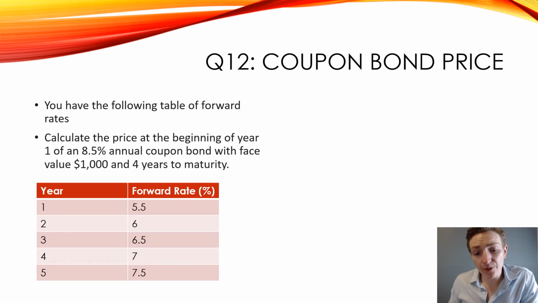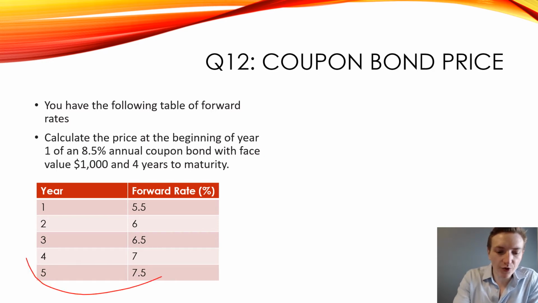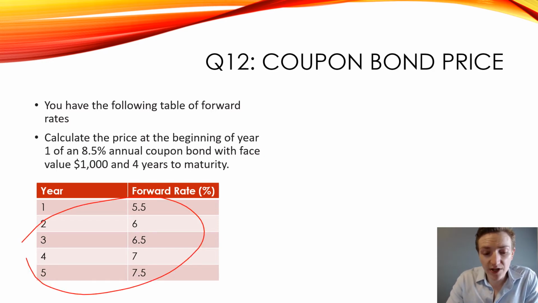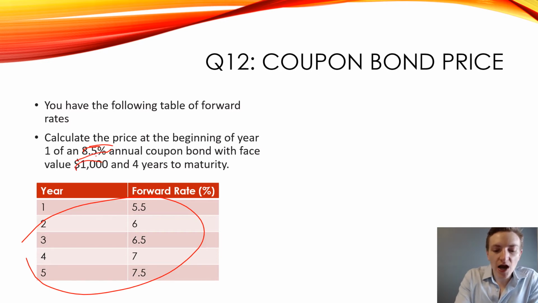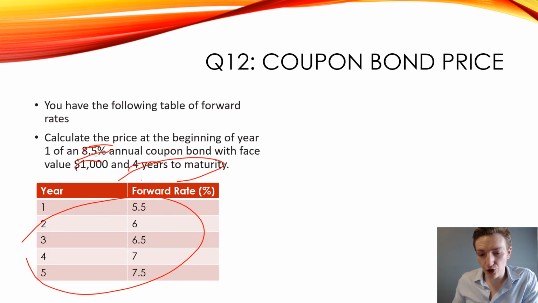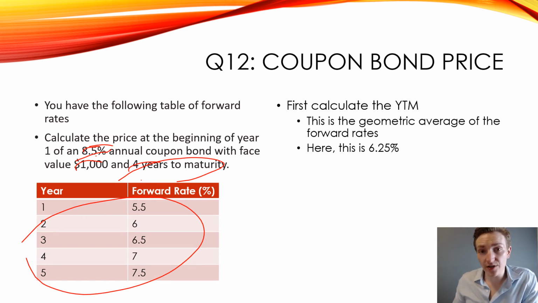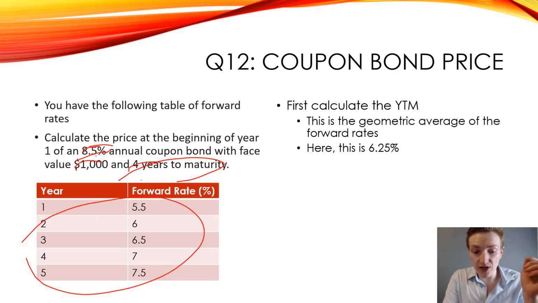Now we can next work out the price of a coupon bond. So again, say we have the following information about forward rates in this table, and we're basically being asked, calculate the price at the beginning of year 1 of an 8.5% annual coupon bond with a face value of $1,000 and 4 years yield to maturity. So we have a few steps we would need to go through. First step again, calculate the yield to maturity. We again get this using our geometric average. So for example here, 1.055 by 1.06 by 1.065 by 1.07.